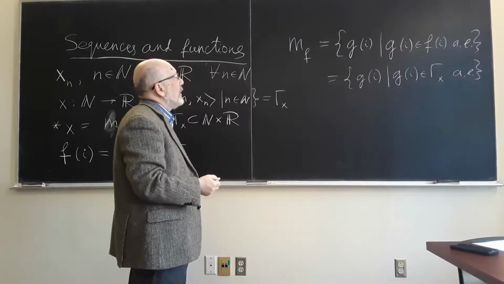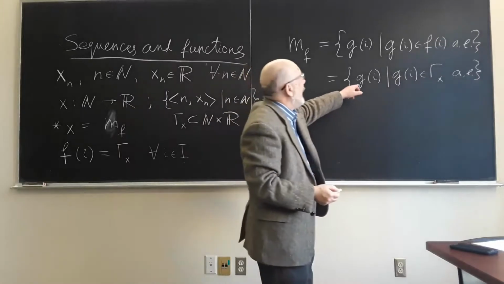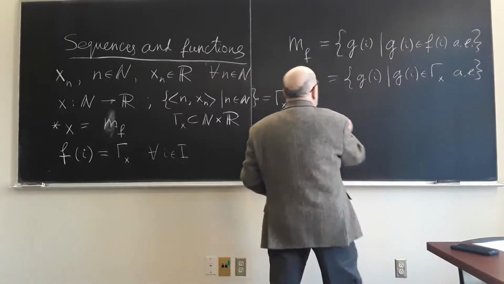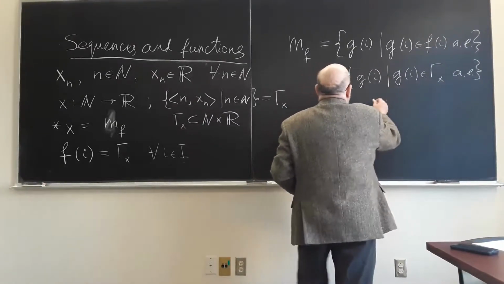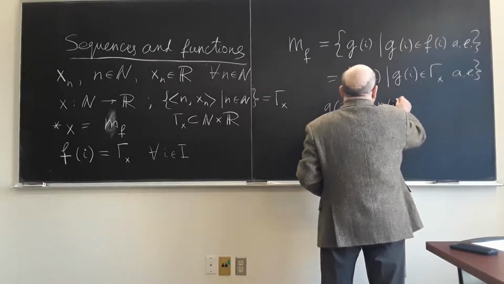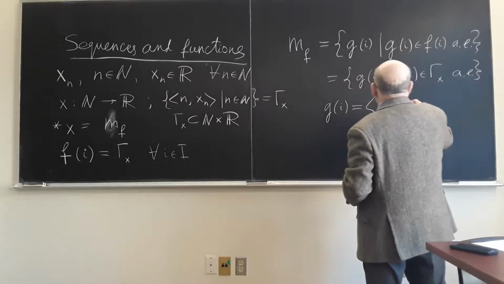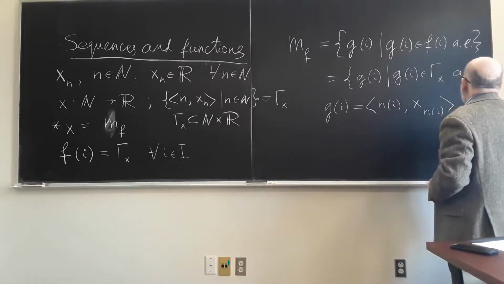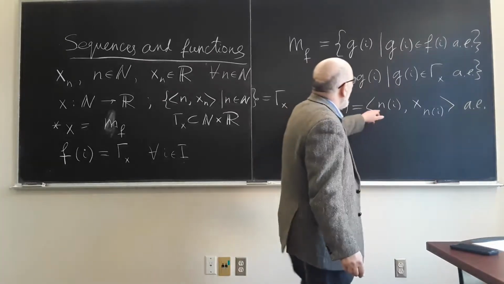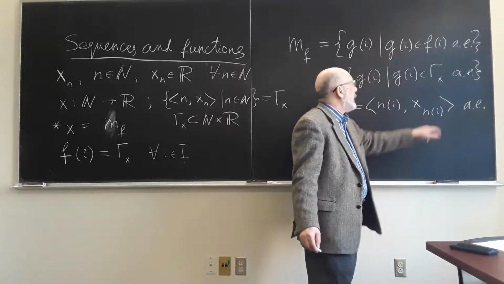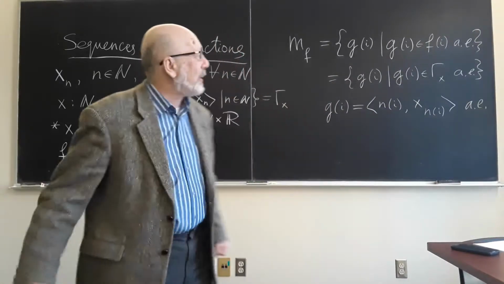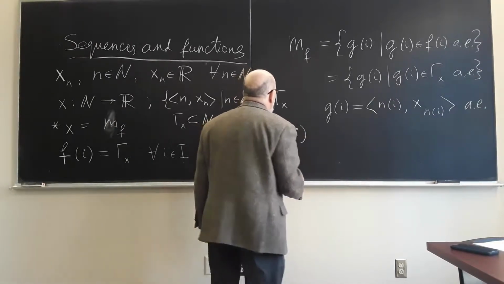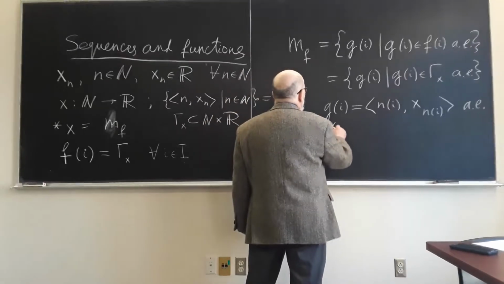And so we have a sequence of pairs. What is this graph x? g of i equals (n of i, x_n of i) almost everywhere. So we have a sequence n of i and the corresponding sequence x_n of i. So what is the sequence n of i, which is an arbitrary sequence? It is an element of *N.